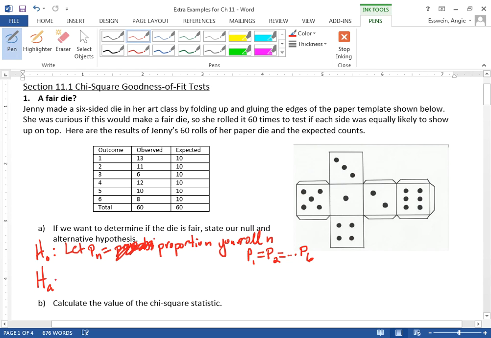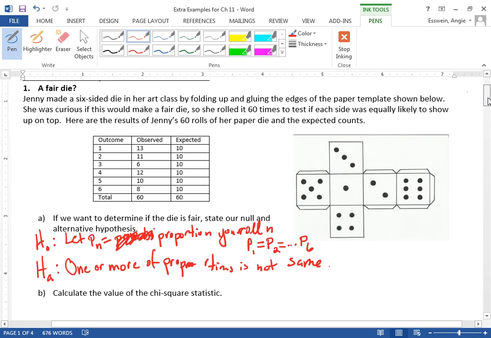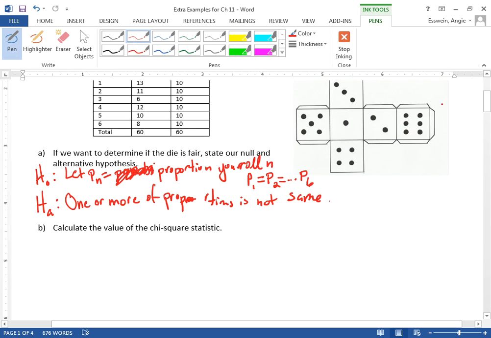And then the alternative is that one or more of the proportions is not the same, because it would only take one of them to be way off where we would say it's not a fair die, right? So we never rolled a 1 or something like that, then that could affect the whole thing. It only takes one proportion being way off to make us reject H naught.